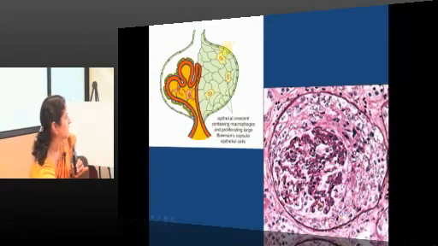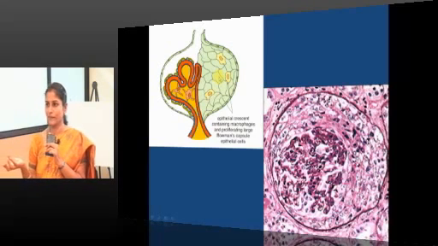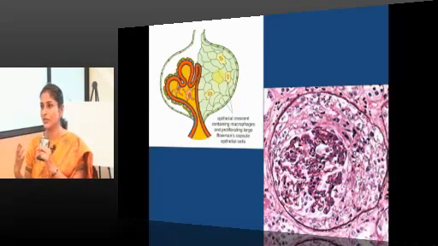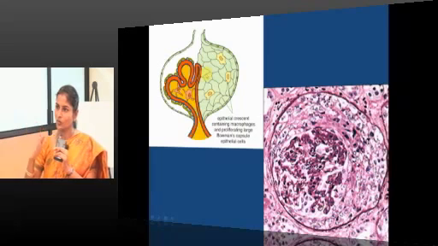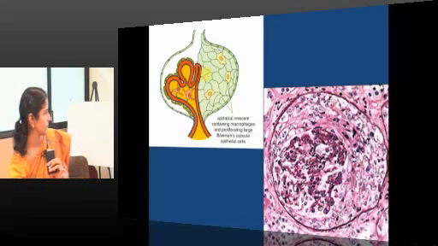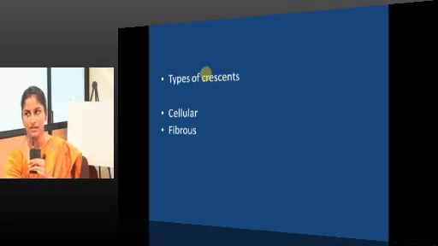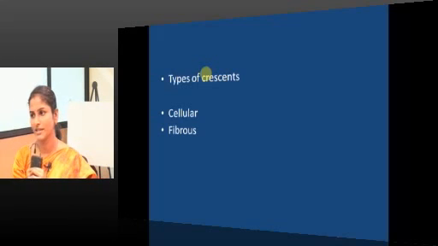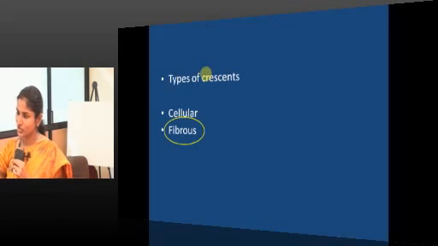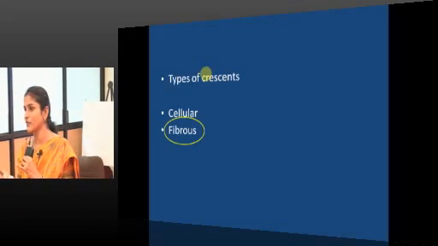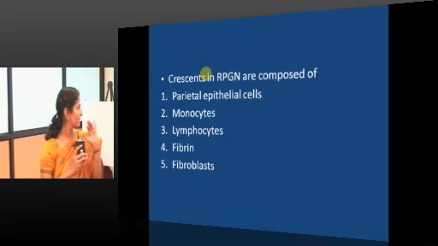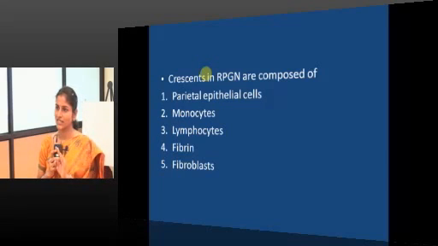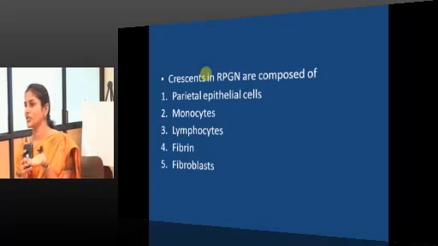So, this is a crescent, and what will a crescent do to the glomeruli? Why does it make the renal failure progress so rapidly? It's because once they become quite big, they will start compressing the glomerular tuft, causing renal failure. The types of crescents: in a young stage it will be cellular, later it will become fibrotic. So, even fibrous tissue, fibroblast, collagen will be part of the crescent. So, crescents in RPGN are composed of parietal epithelial cells, monocytes, of course lymphocytes. Fibrin is the trigger for the parietal epithelial cells.